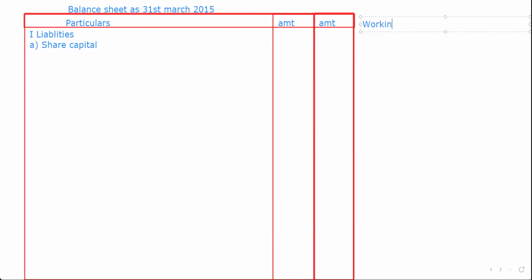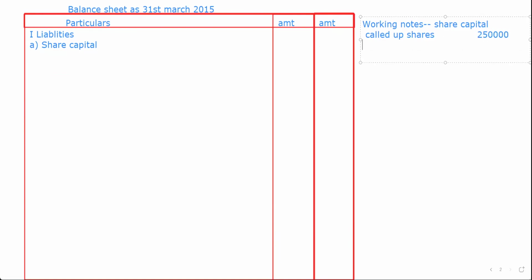So working notes from balance sheet, wherein I'm starting with share capital first. I have so many things to be done, so that's the reason I'm going to go with share capital. So he gave share capital. How much is the paid up capital? So called up capital is equal to 2,50,000. This is the one.